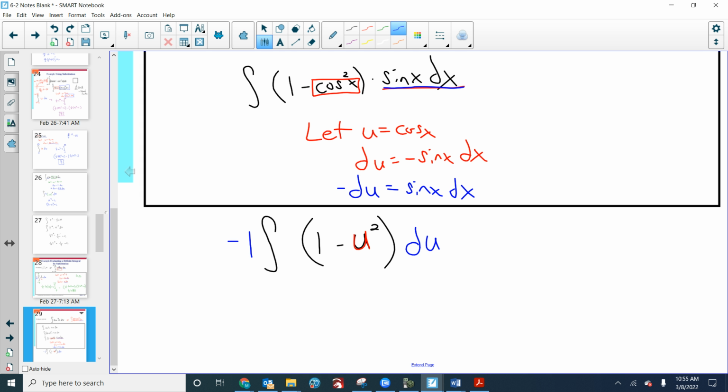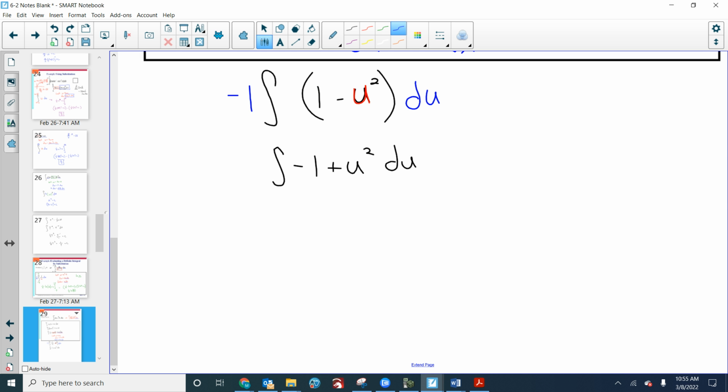And you could even distribute the negative 1 at this point. Would you guys want to do that? Do you want to distribute the negative 1? Let's do it. I have negative 1 plus u squared du.